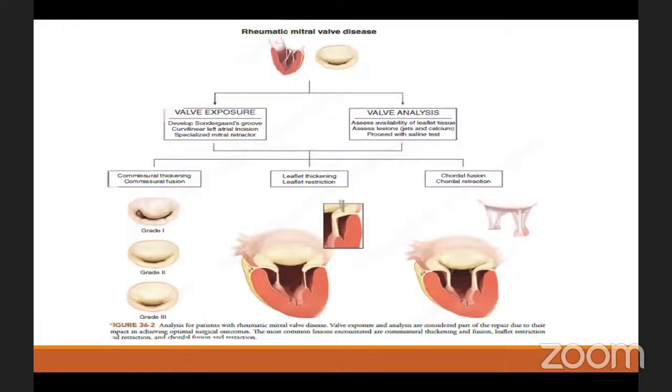So we'll have the same setting, the same median sternotomy, the same valve exposure through the Sondergaard technique, and then we'll do valve analysis to assess the availability of the leaflet tissue and assess the lesion, the jet, and the calcium. So you can have one of the three or all of them. You can have a chordal fusion with a chordal retraction. You can have a leaflet thickening with a leaflet restriction, and you can have a commissural thickening, which is 3 types.